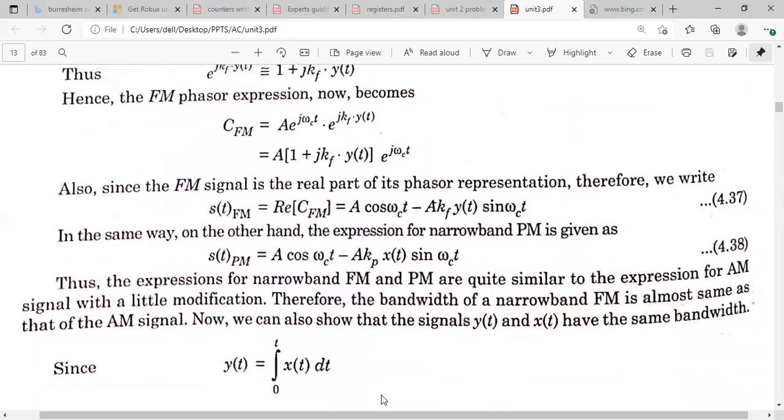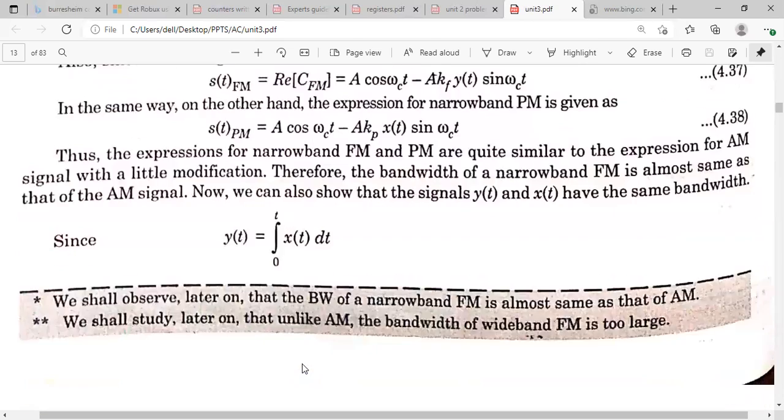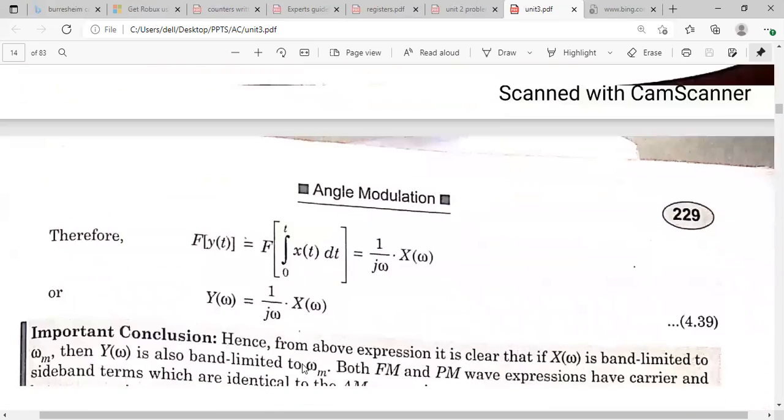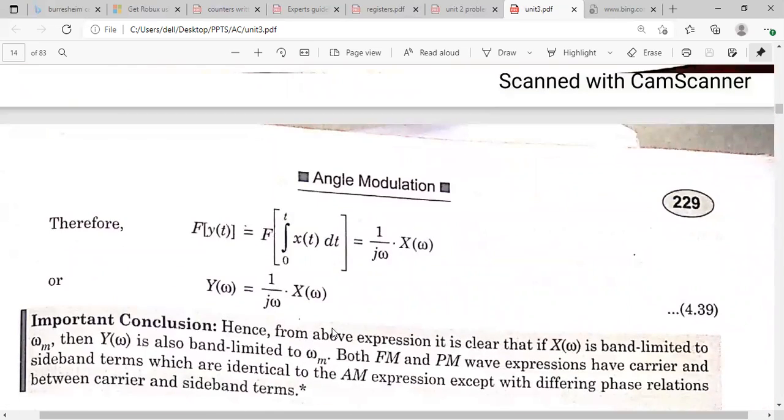And from this expression you can construct the narrowband FM diagram, and we know that y of t is nothing but the integral from 0 to t of x of t dt. We take the representation of x of t as Vm sin omega mt or Vm cos omega mt. So that you have to substitute.